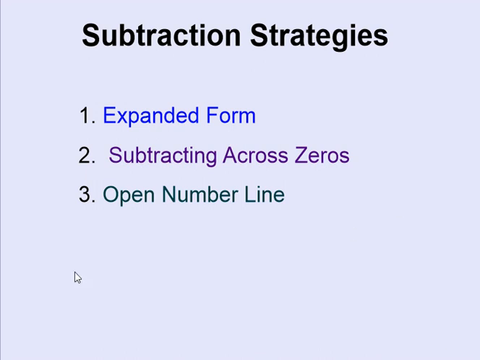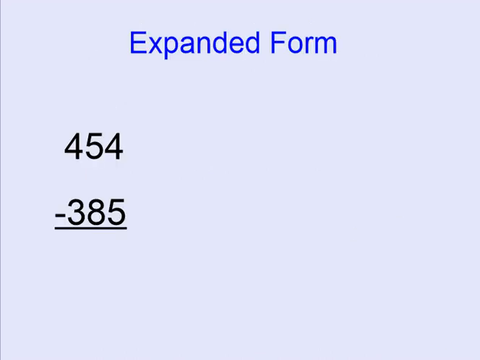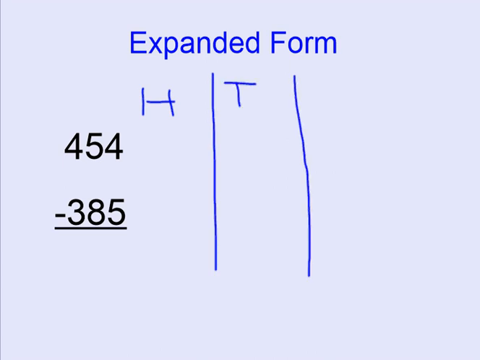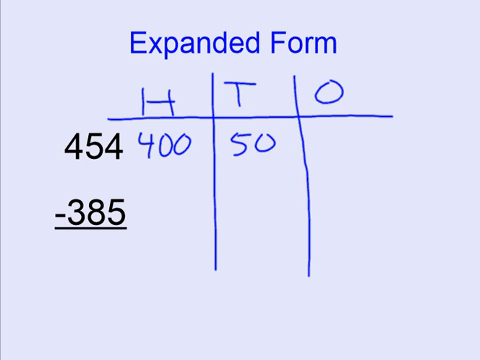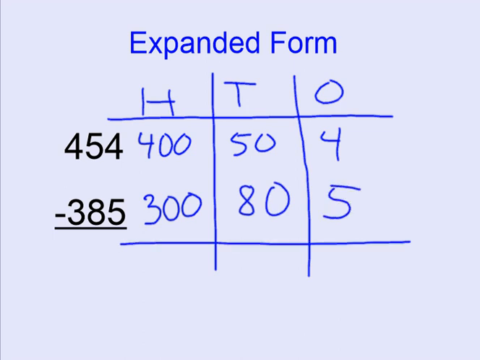So the first strategy that I'm going to show you is expanded form. This is the same form that they used for addition, but now it's for subtraction. So they are going to make a chart for H for hundreds, T for 10s, and then O for ones. And this chart just helps them keep their work organized with their handwriting and keep their numbers in the right place. So we have 400 and then 50, and then we have 4 ones, and 454 minus 380, and then 5.